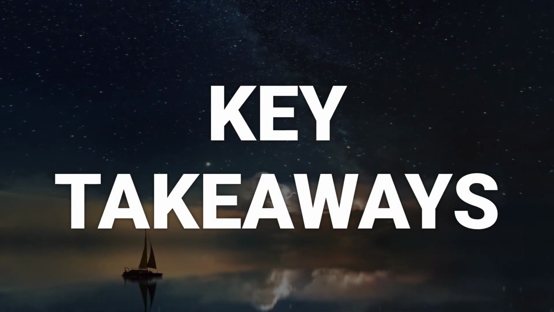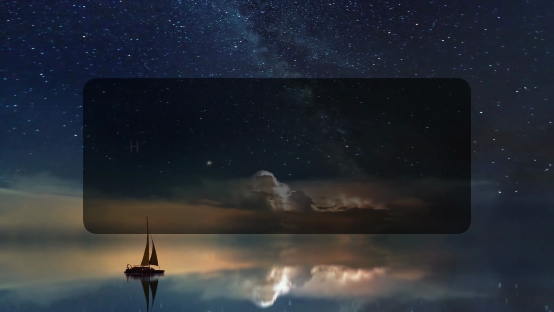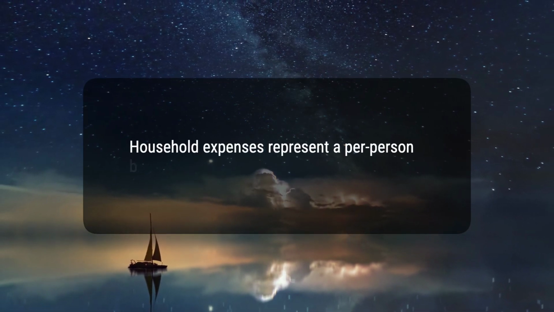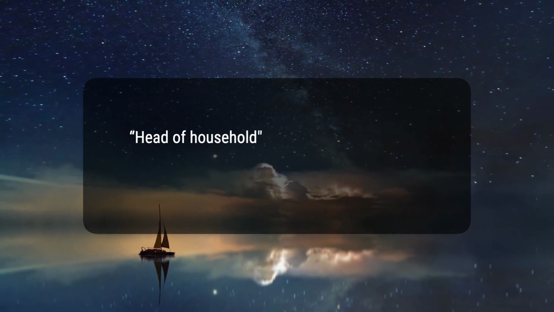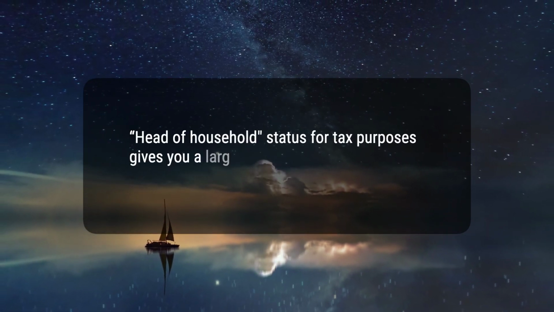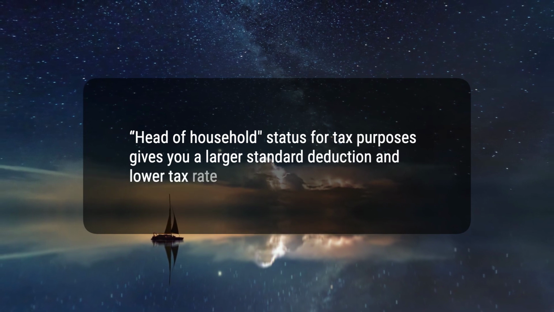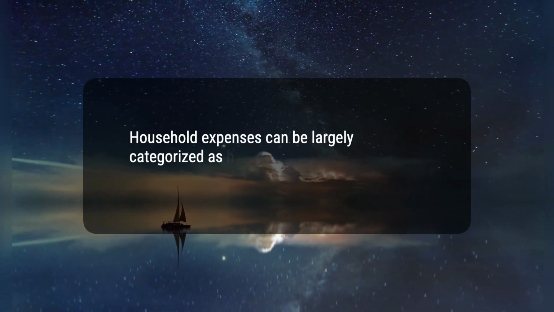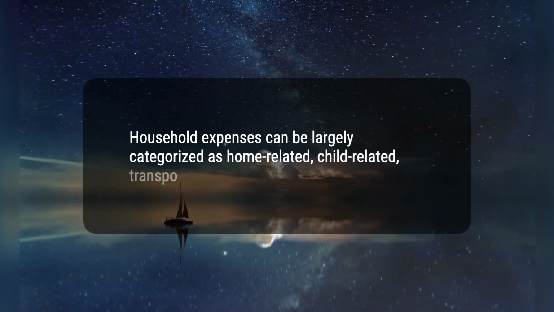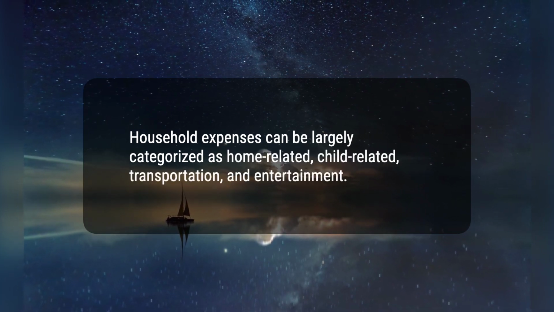Here are 3 key takeaways. 1. Household expenses represent a per-person breakdown of general living expenses. 2. Head of household status for tax purposes gives you a larger standard deduction and lower tax rates. 3. Household expenses can be largely categorized as home-related, child-related, transportation, and entertainment.